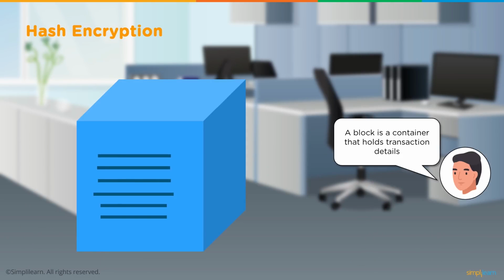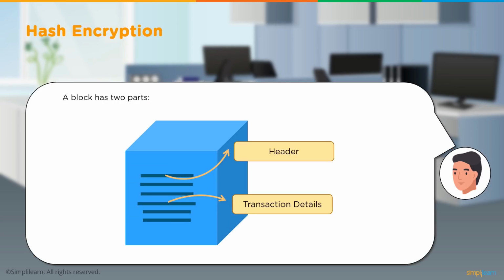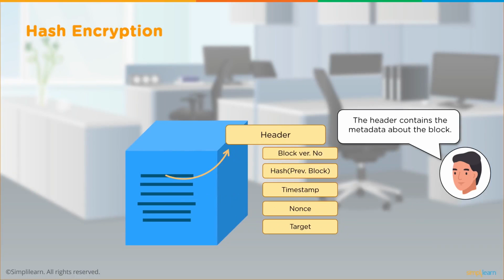A block in a blockchain is like a container that holds aggregated transactions. It contains a certain set of transactions. So we will see what all things construct a particular block. A block has two parts. It has a header, and the second part is the transaction details. It is the set of transactions which are aggregated in this block.